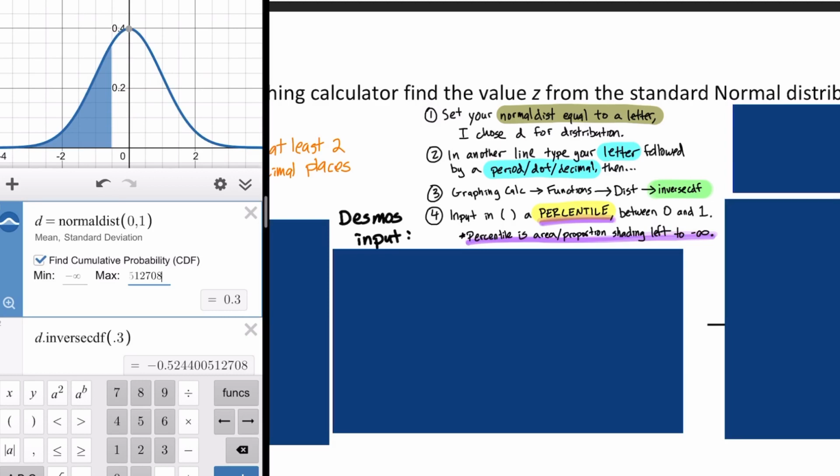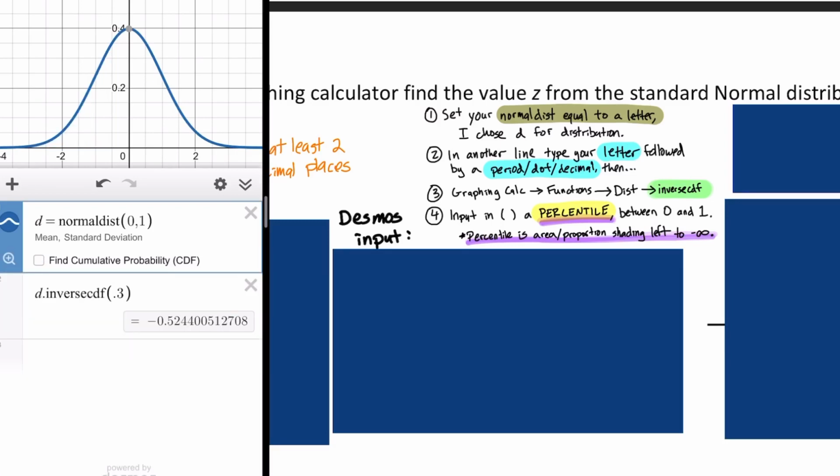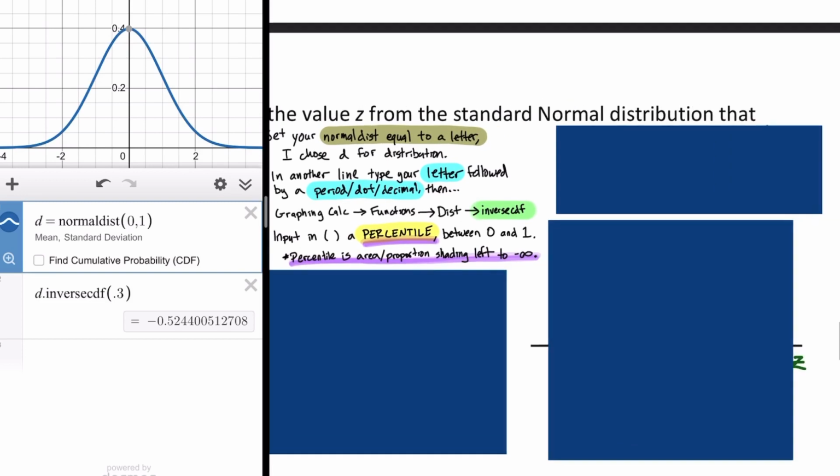So what the inverse CDF does is it goes, oh, well, if you want the 30th percentile, or 0.3, you want to be at a location of negative 0.52 on your distribution, which is a z-score in this case. So I'm going to turn off that cumulative probability, and let's work through this.